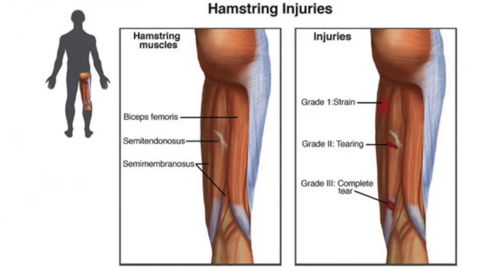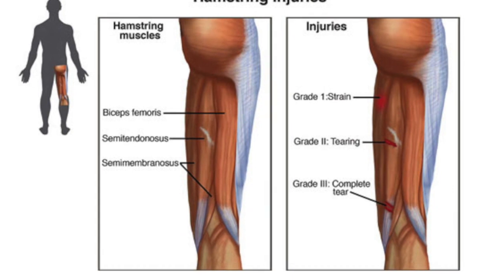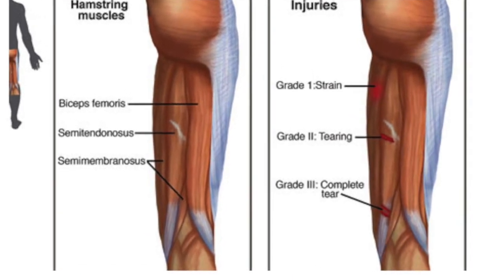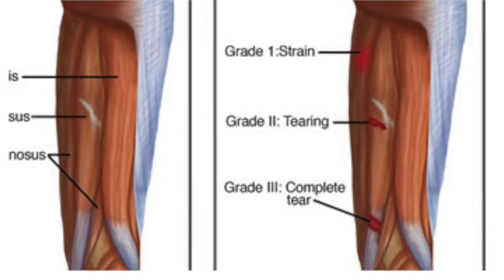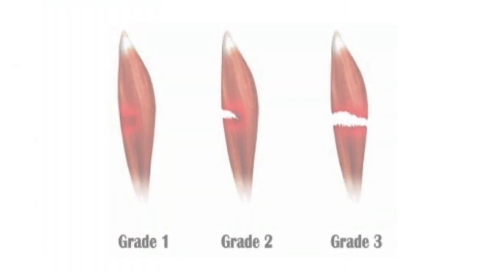Most young athletes only experience severely stretched hamstring injuries opposed to being torn. Hamstring injuries are identified by grade. A grade 1 is severely stretched, a grade 2 is partially torn, and a grade 3 is torn completely.